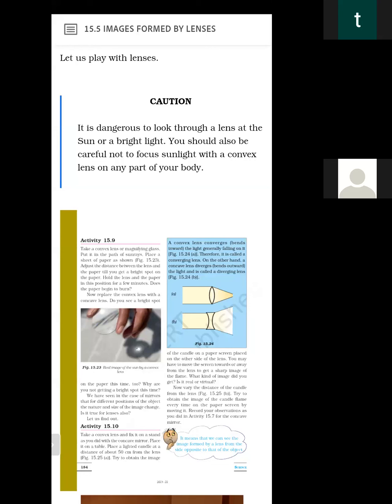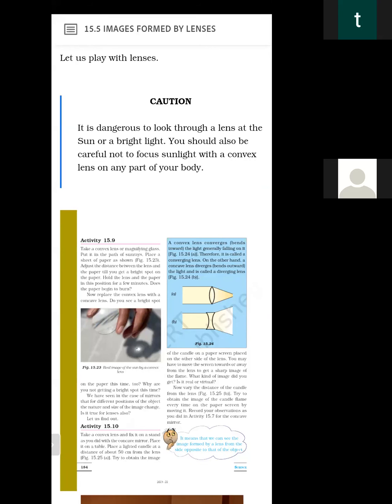So we can obtain a bright spot of sunlight with the help of a convex lens. We cannot obtain a bright spot of sunlight with the help of a concave lens, because a convex lens will converge the light rays, will meet the light rays at one point. Concave lens will diverge the light rays, will bend the light rays away, spread the light rays. Diverging lens.